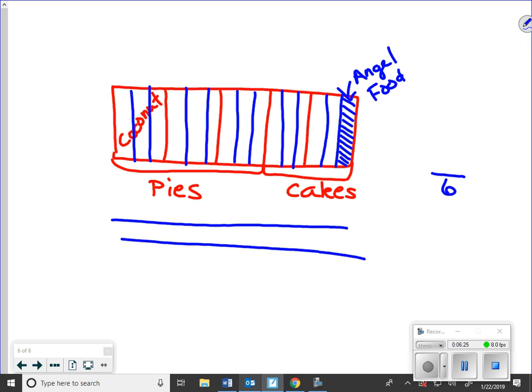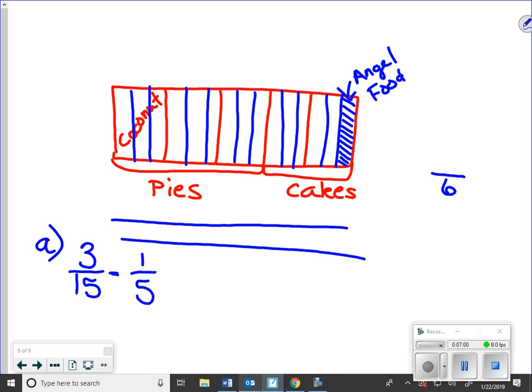So here we've got 1, 2, 3. 3 out of 4, 5, 6, 7, 8, 9, 10, 11, 12, 13, 14, 15, which is the same thing as 1/5. It's the same thing. Okay. What fraction of all of the baked goods? So that's A.